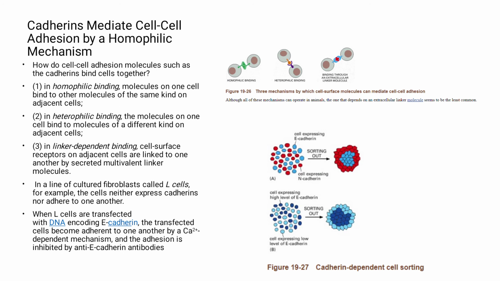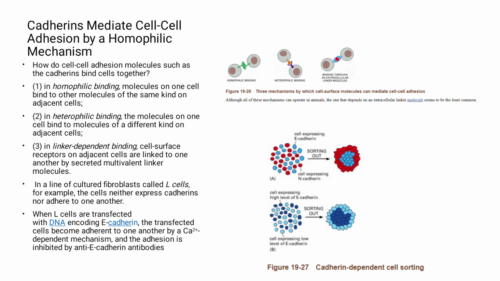So if L cells expressing different cadherins are mixed together, they sort out and aggregate separately, indicating that different cadherins preferentially bind to their own type, mimicking what happens when cells derived from tissues that express different cadherins are mixed together, as shown in figure 19-27. The cadherin-dependent cell sorting.